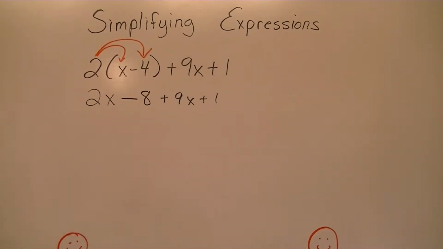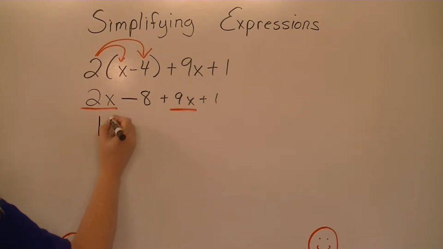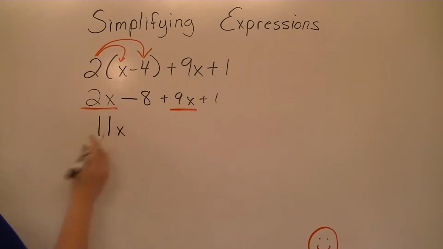Now we are going to look for like terms. Which numbers have the same variable? This one is 2x and this one is 9x. We can combine them because they have the same variable. It's called like terms. They're both positive, so I would add them.